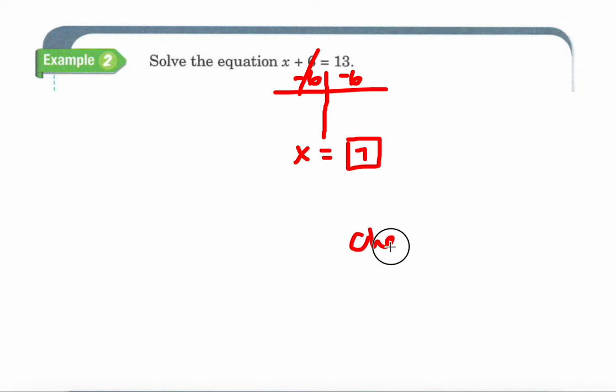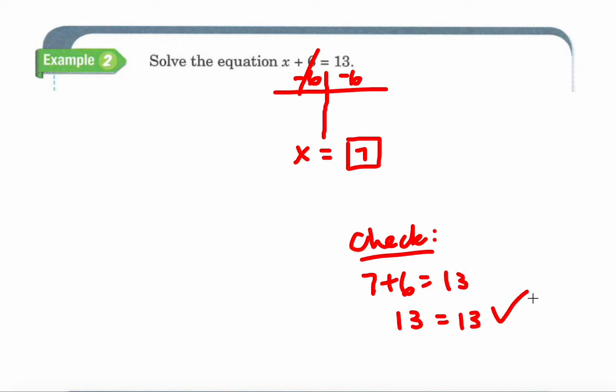I'm going to check my answer to make sure it's correct. Instead of x plus 6, I have 7 plus 6, and that should equal the right-hand side, which is 13. 7 plus 6 is 13, so I get a true statement. That means my answer is correct. x is equal to 7.